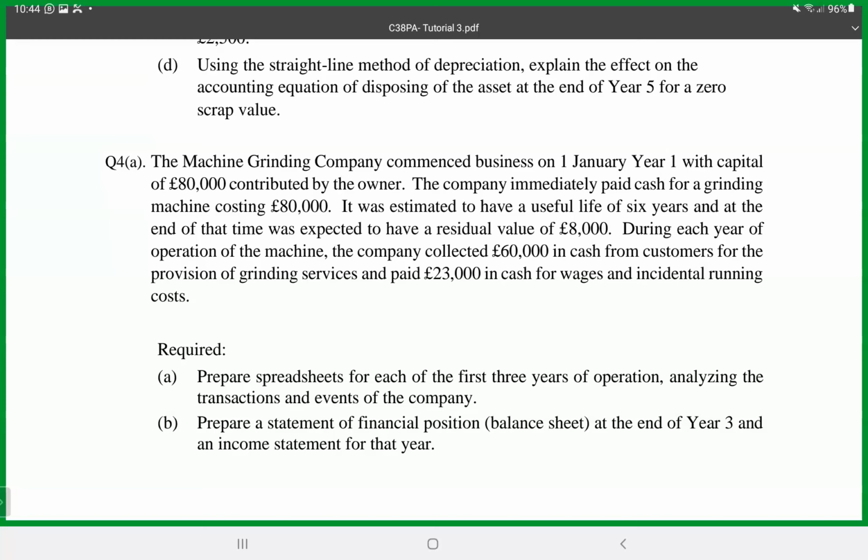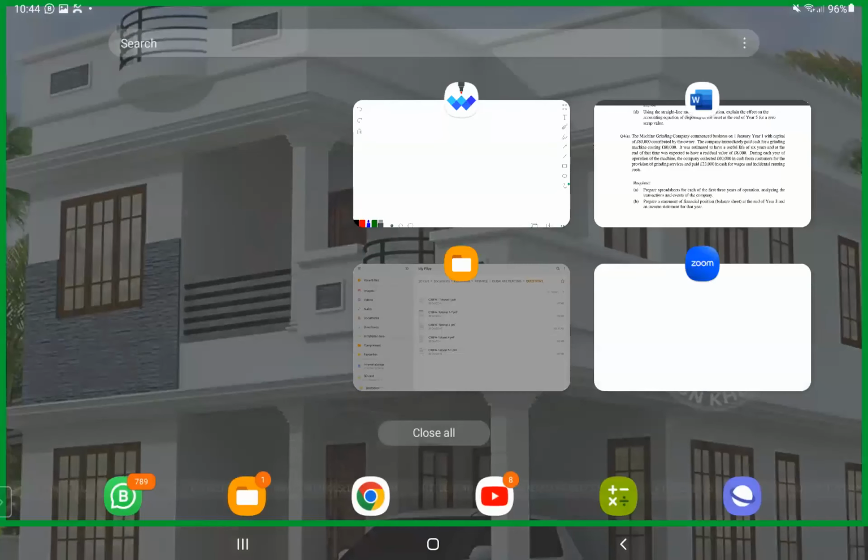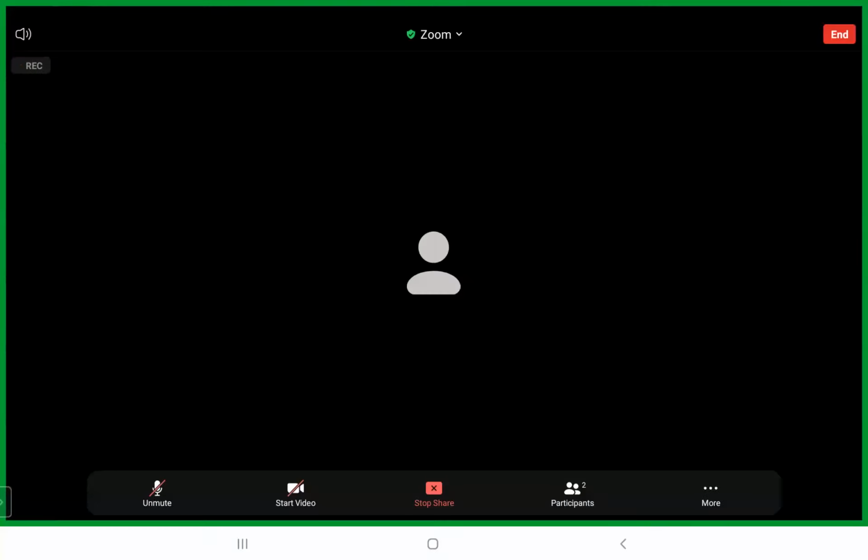First of all, we need to calculate depreciation, in this case using the straight line method.